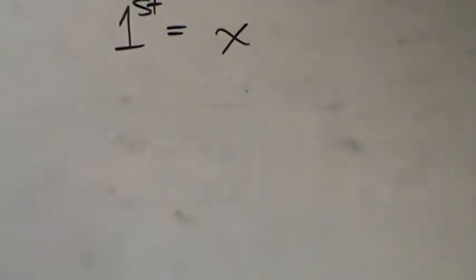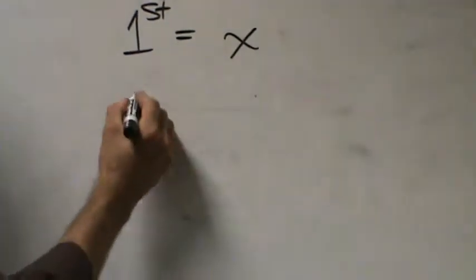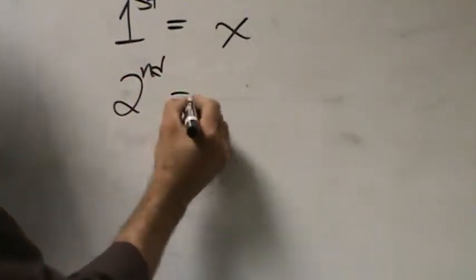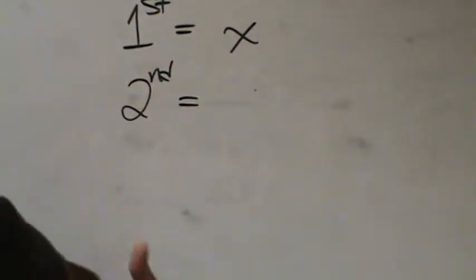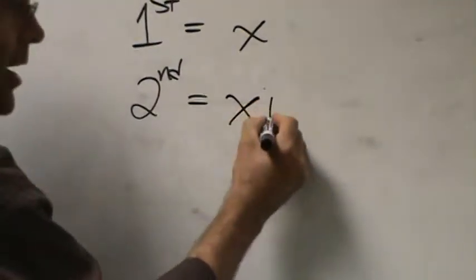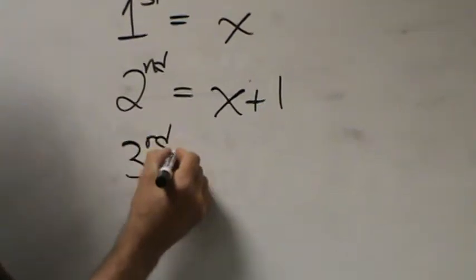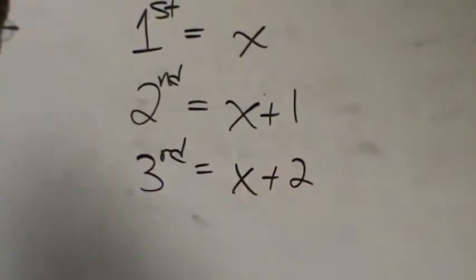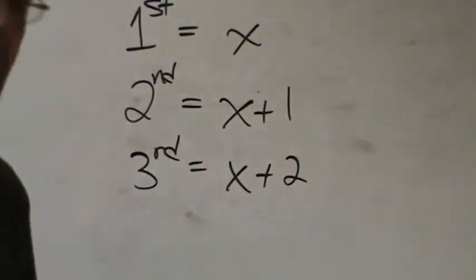Remember, when you do those, you always call the first one x. That's important. Always call the first one x. After that, if they're just consecutive, such as 4, 5, 6, our second one's x plus 1, our third one x plus 2, and so on. They go up by 1 each time.